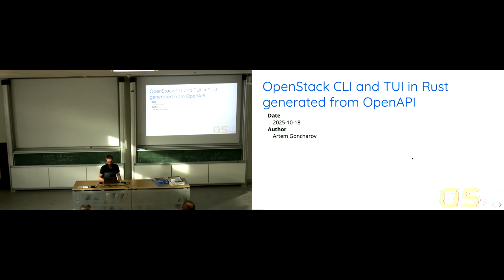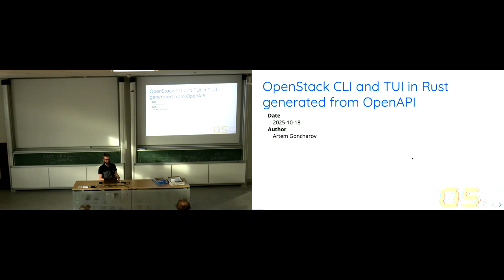So my name is Artem, I'm working at Sys11, and we had a talk previously already on the OpenAPIs. The point here is that the new CLI and also TUI are generated completely out of OpenAPIs for OpenStack services. This is done in Rust, not for Python.